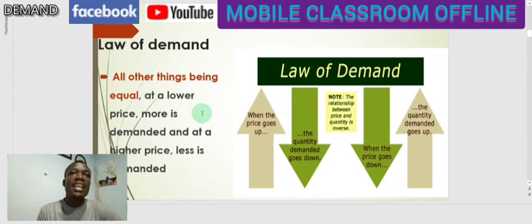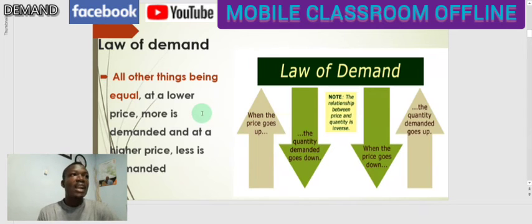and let there be changes only in the price. If that should happen, then this law... you also need to understand that in economics, there are assumptions to every definition and every concept that we study. So on the law of demand, we assume that it is only the price that is changing, and all other factors that determine demand remain the same. If it happens like that, then when the price is going up, the quantity demanded comes down. And when the price is going down, the quantity demanded is going up.